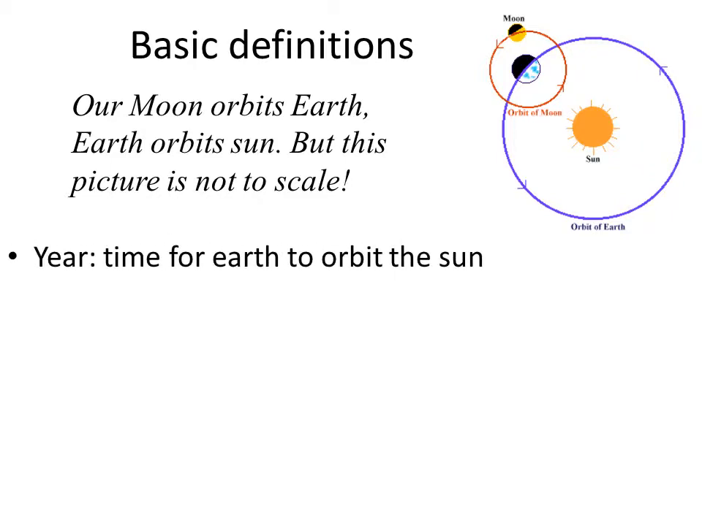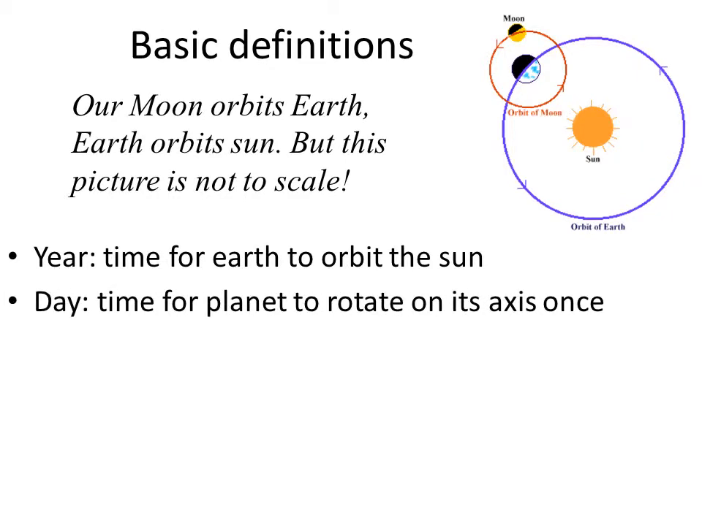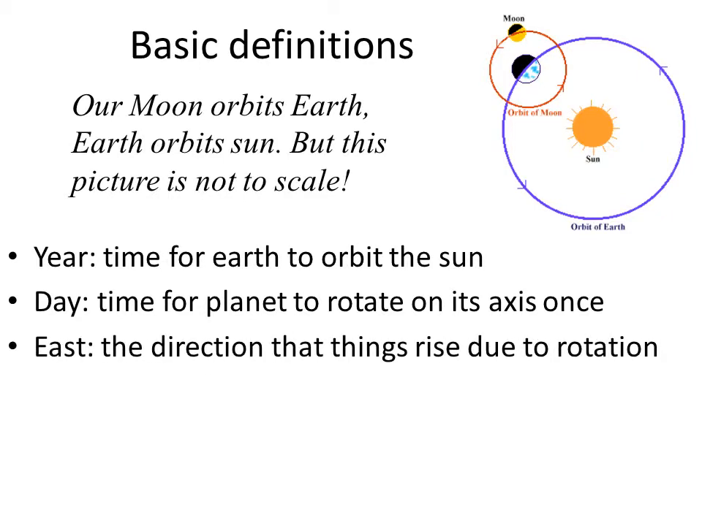A definition of the year, that's the time it takes the Earth to orbit the sun one time. And a day is the time it takes for a planet, such as Earth, to rotate on its axis one time. The directions are all about that rotation, and the east side is the direction where things rise.